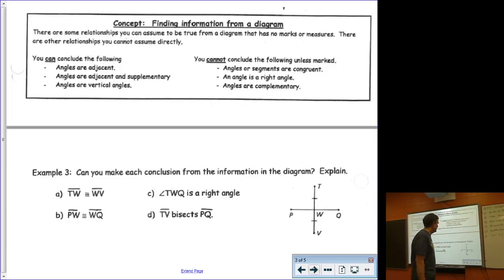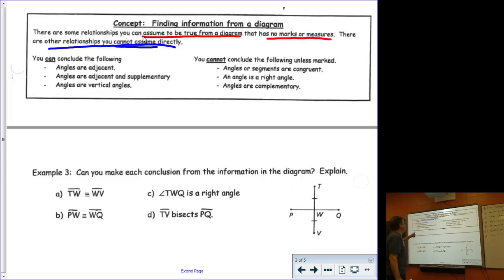All right. Next set of definitions or concepts is there are some relationships you can assume to be true from a diagram that has no marks or measures. And there are other relationships you cannot assume directly. Things that you can assume. If angles look like they're adjacent, they're adjacent.